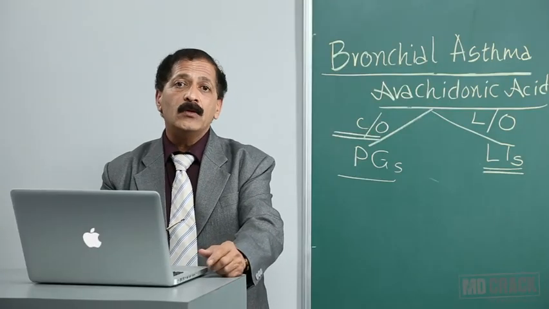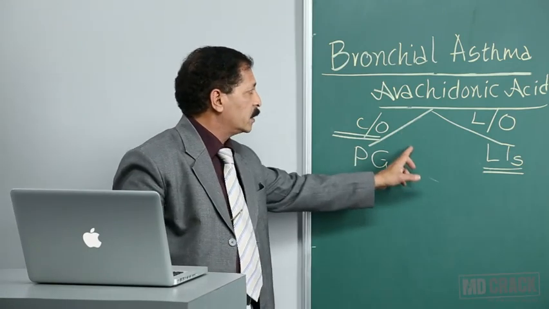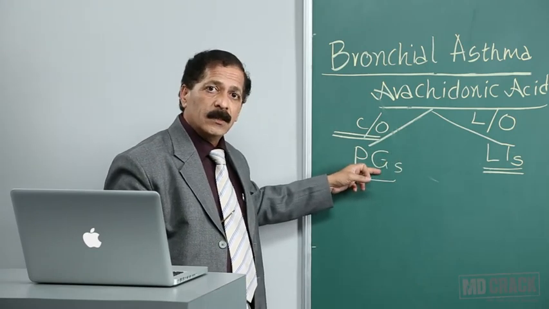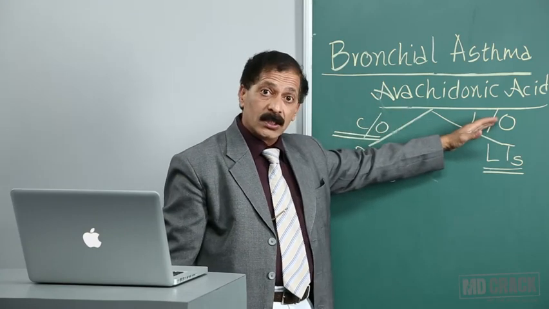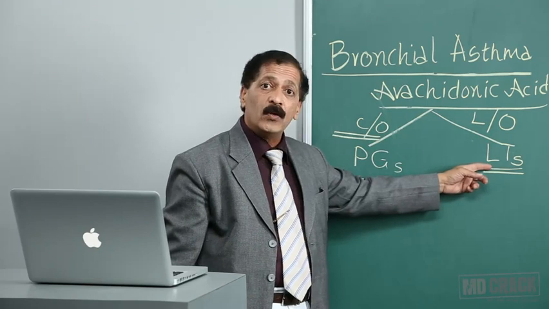I would like to remind you that aspirin or salicylates are the drugs which inhibit the cyclooxygenase enzyme and lead to decreased prostaglandin synthesis. But when this happens, the arachidonic acid is likely to go to the other side and take up the lipoxygenase pathway and lead to the synthesis of leukotrienes.